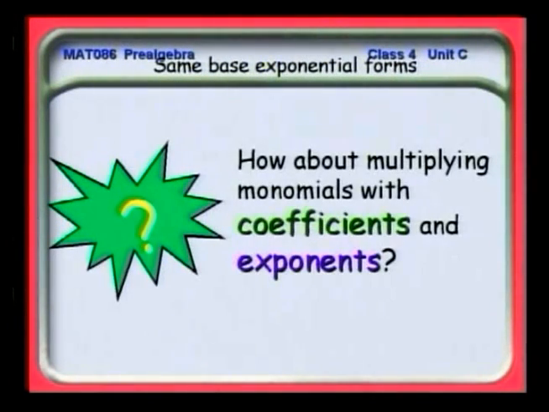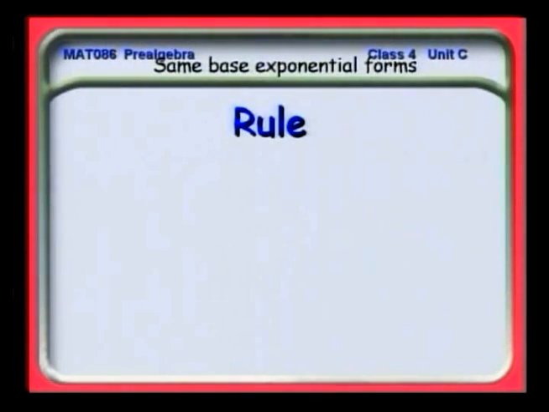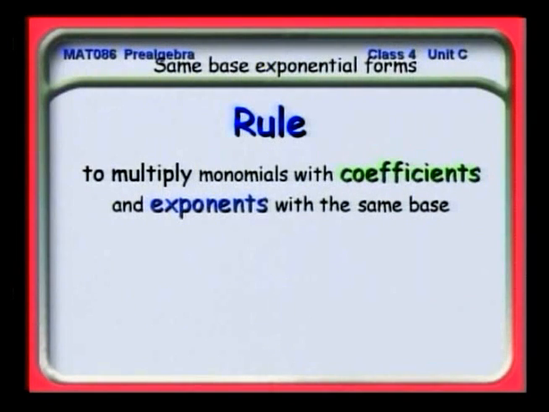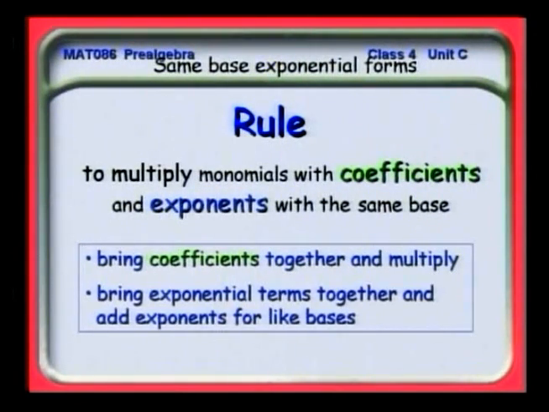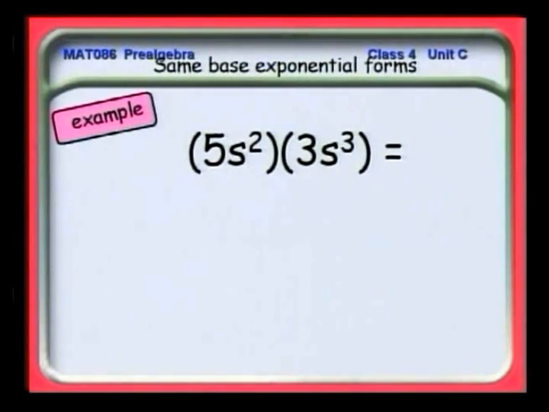Now, how about multiplying monomials with coefficients and exponents? Let's look at some examples. The rule is, when we multiply monomials with coefficients and exponents with the same base, we bring the coefficients together and multiply those. Then we bring the exponential terms together and add the exponents for like bases. That's a lot of words. Let's look at how to do it, and it will become very clear, and it's relatively straightforward.